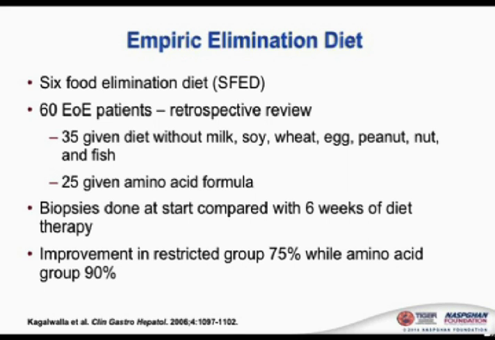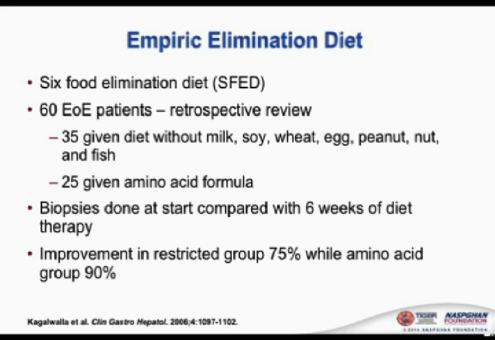In 75% of the patients on the 6-food elimination diet, they had an improvement in symptoms and a decrease in esophageal eosinophilia. However, the patients on amino acid formula had a 90% response, similar to what we saw, and had a further reduction. So the patients on the restricted diet went down to around 10, and the people on the amino acid diet went down to around 1. So both worked, but amino acid probably worked a little bit better.